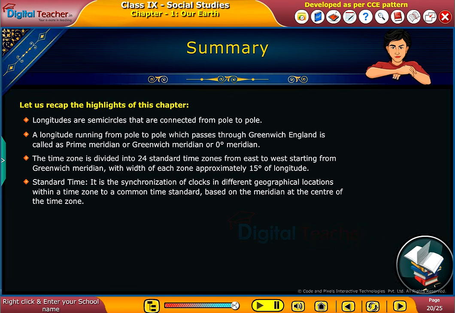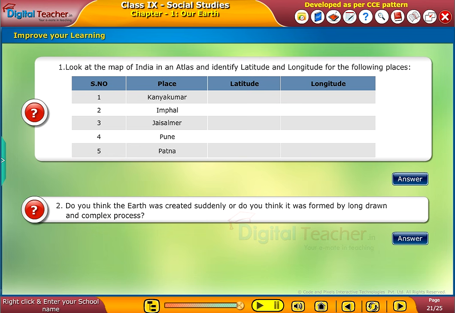Standard time is the synchronization of clocks in different geographical locations within a time zone to a common time standard, based on the meridian at the center of the time zone. Read the questions and attempt the answers on your own. You can click Answer for your reference.